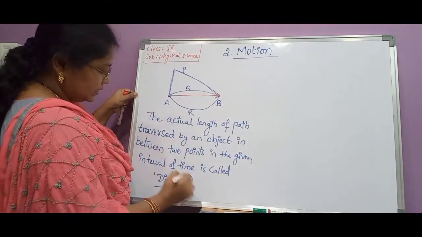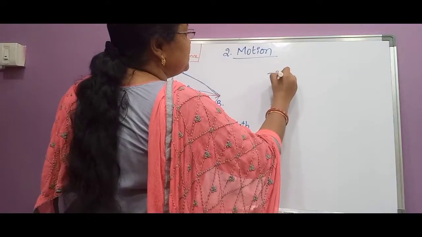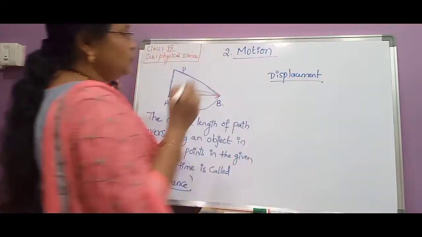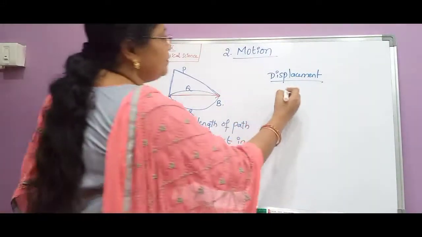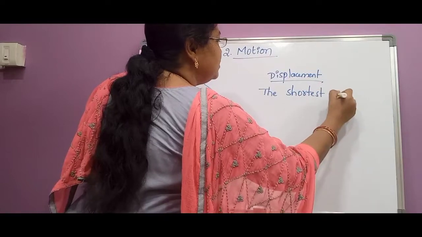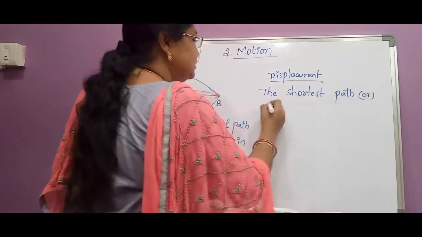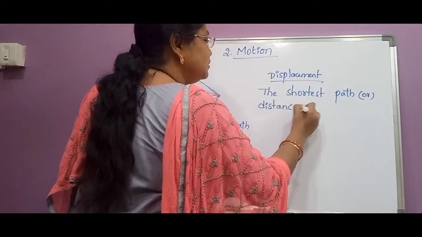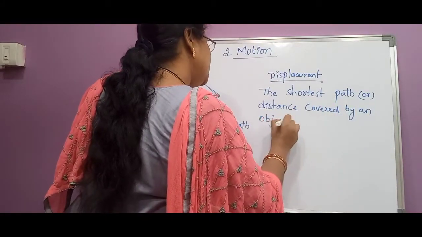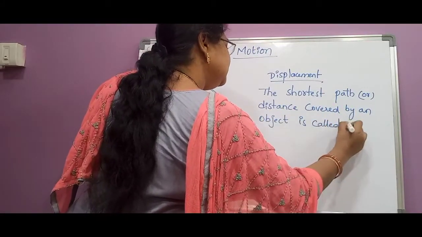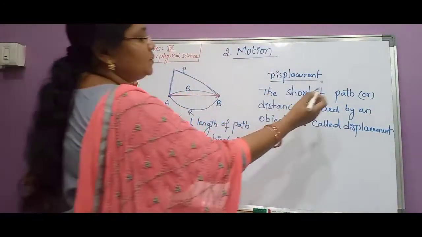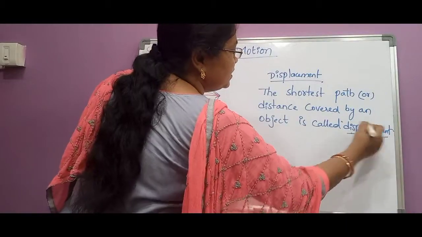Okay, this is all about distance. And now here, see displacement. What is displacement? Here we can define displacement as the shortest path or shortest distance covered by an object. So the shortest path or distance covered by an object is called displacement.